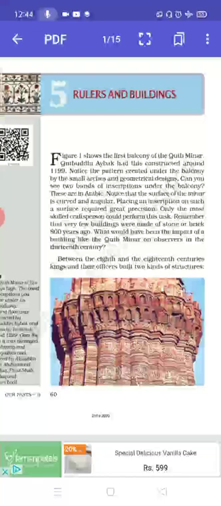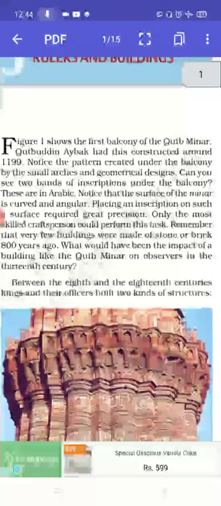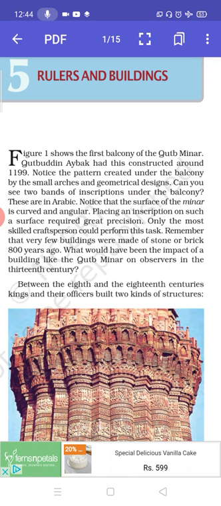Let's see. Notice the pattern created under the balcony by the small arches and geometrical design. If you have been to Qutub Minar, you must have seen the small arches and the geometrical designs made there. Can you see two bands of inscription under the balcony? These are in Arabic. Notice that the surface of the minar is curved and angular. Placing an inscription on such a surface required great precision. Only the most skilled craftsperson could perform this task.